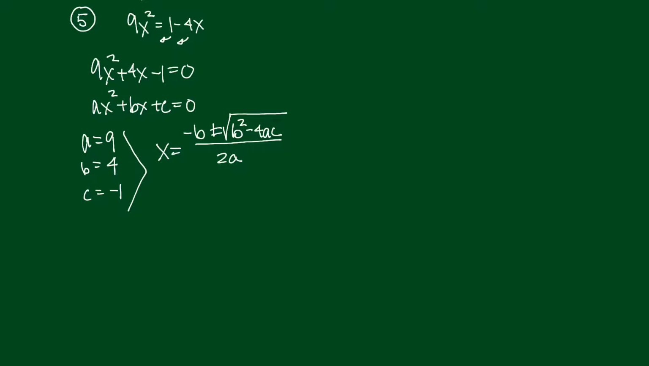Let's substitute our values in, so we'll get negative b. Now b for us is 4. Right, so we're going to get negative 4 plus or minus the square root of b squared, so that's going to be 4 squared, minus 4 times a is a 9, c is negative 1, all over 2a, a is 9.